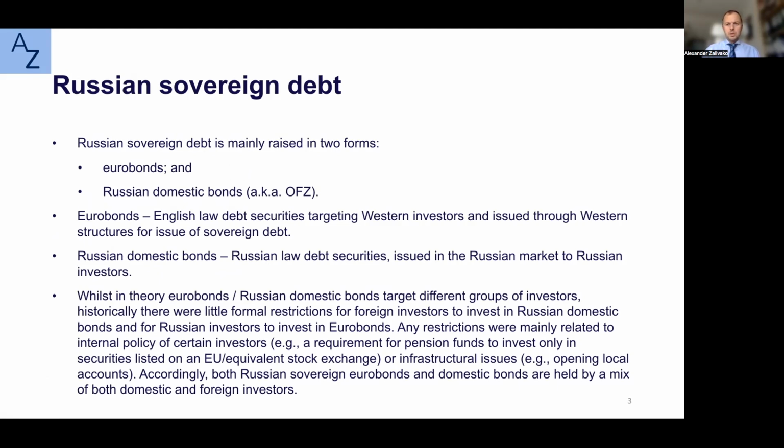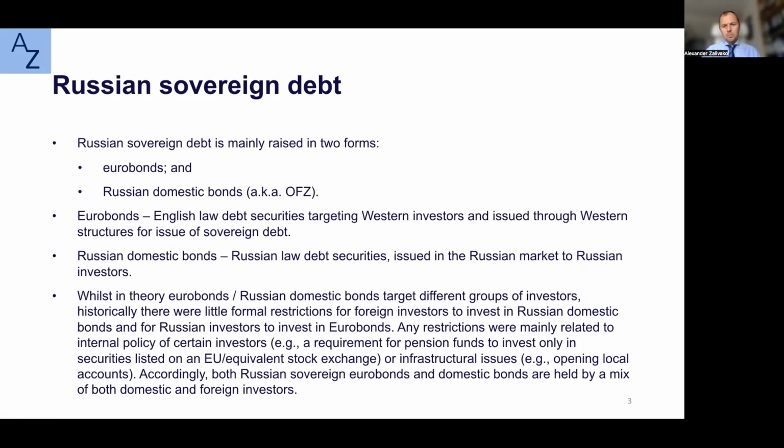Sovereign debt is typically issued in two forms. First, so-called international debt, which is issued on foreign, meaning non-domestic, markets of the sovereign. These securities are commonly called Eurobonds, but that's just a way to call debt securities issued in foreign markets and typically in foreign currencies. And then the domestic market, where the sovereign will typically issue to its domestic investors. In our case, these would be represented by Russian domestic bonds, which are primarily issued in Russian rubles, given that they are oriented towards domestic investors.